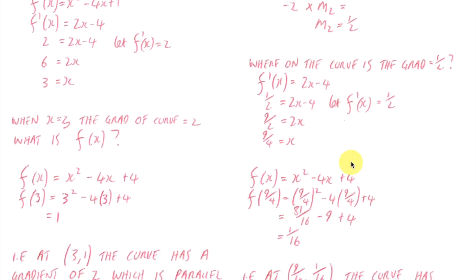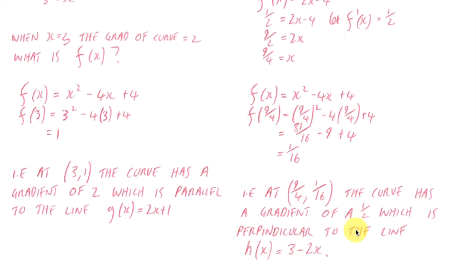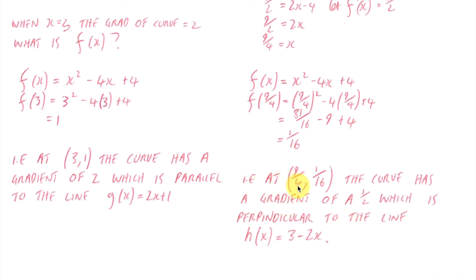So we need to work out now where on the curve the gradient is equal to that +1/2. Here's my derivative function. I make the gradient equal to +1/2, and I work out that the x value is 9/4. So what is the y value? I need to substitute x equaling 9/4 into the original rule, and I end up with 1/16. So at the position 9/4, 1/16, the curve has a gradient of 1/2.